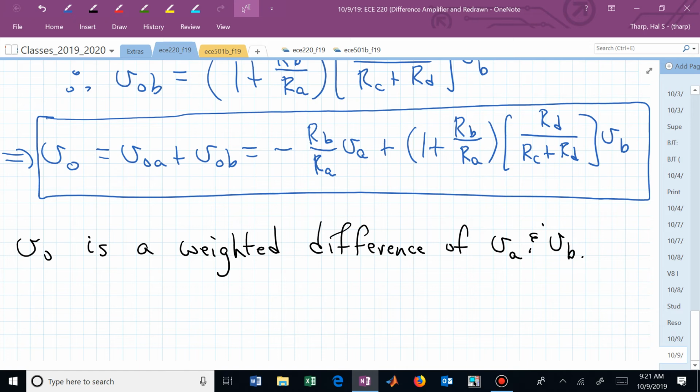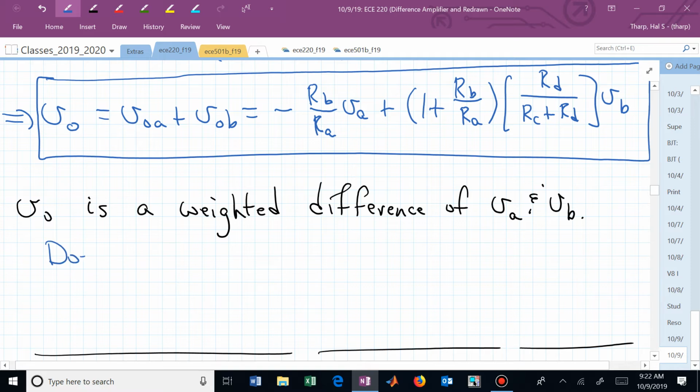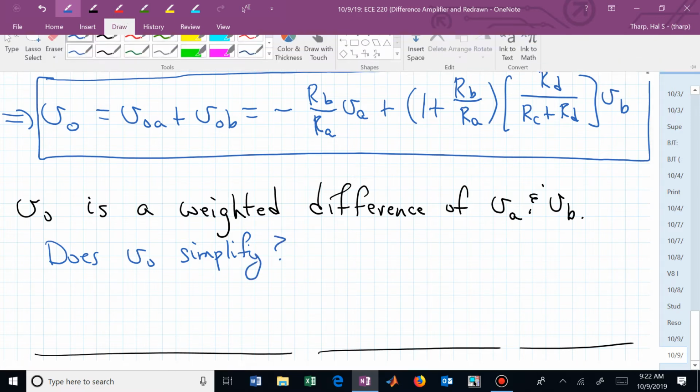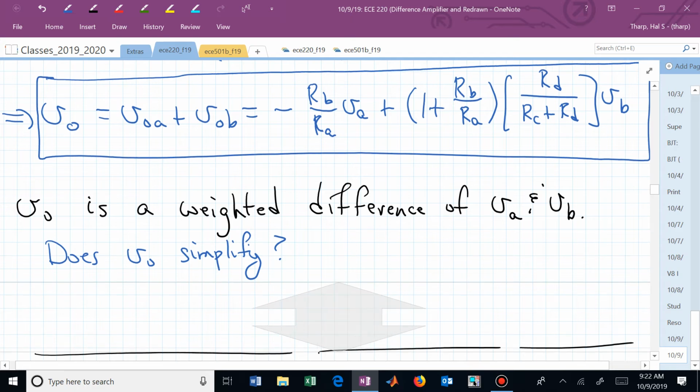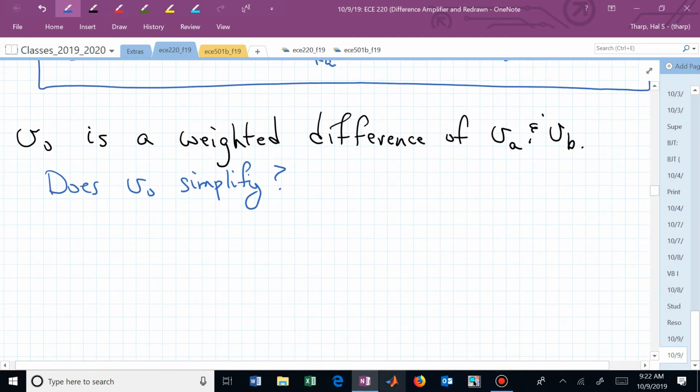Now you might say, well, that looks a little bit messy. Do we have to memorize that? Do we have to memorize all these formulas for the exam? You could rederive that, I hope. But does this expression simplify for specific resistor values? I probably wouldn't have asked that question if I didn't have an affirmative answer.